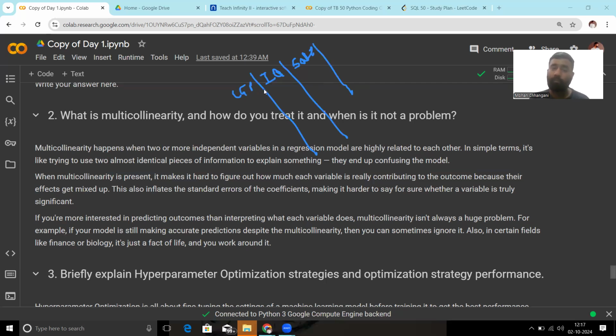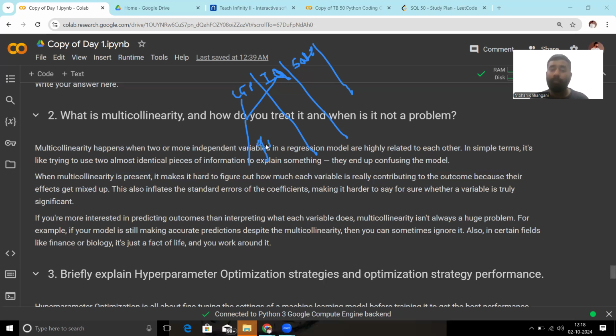Let's say CGPA and IQ level are both independent variables, and the dependent variable is the salary. But multicollinearity happens when both independent variables are highly related to each other, like CGPA being highly related to IQ. This creates a problem, because in linear regression we use the individual features to predict values. When CGPA and IQ level are highly correlated to each other, we say there is multicollinearity.